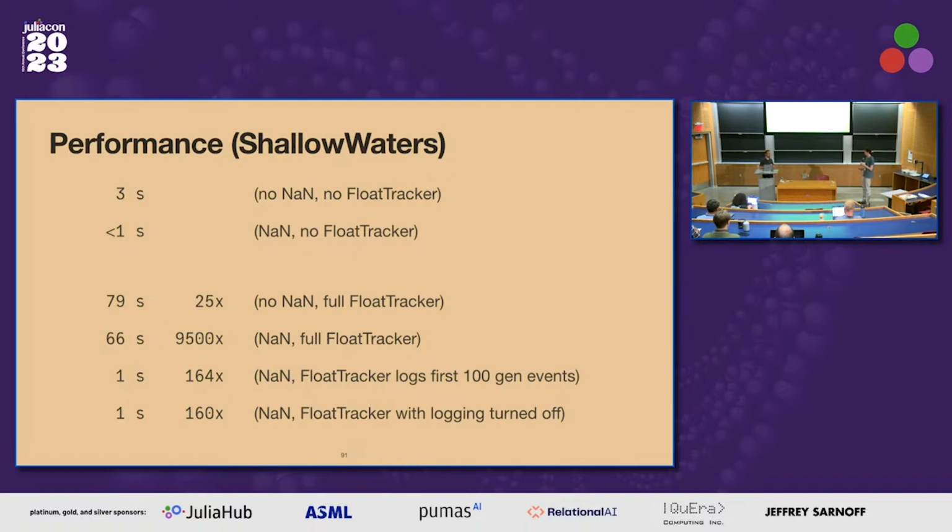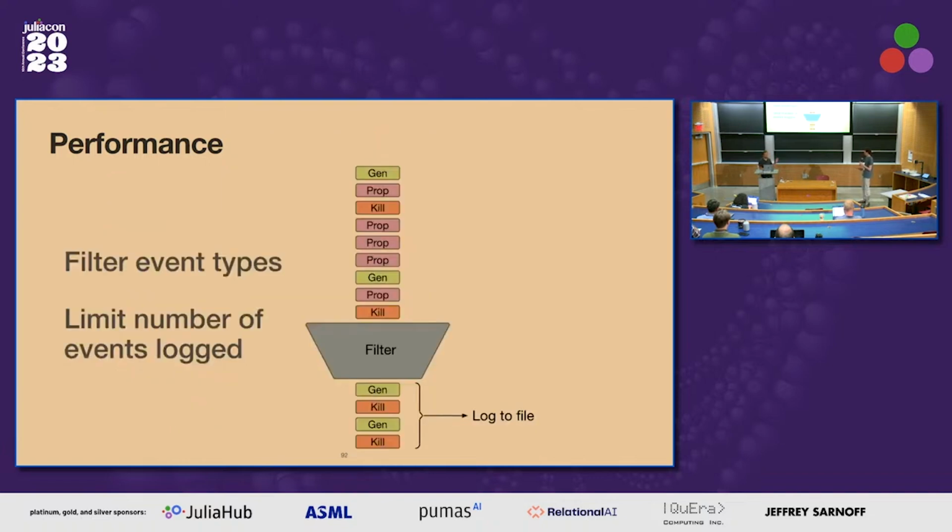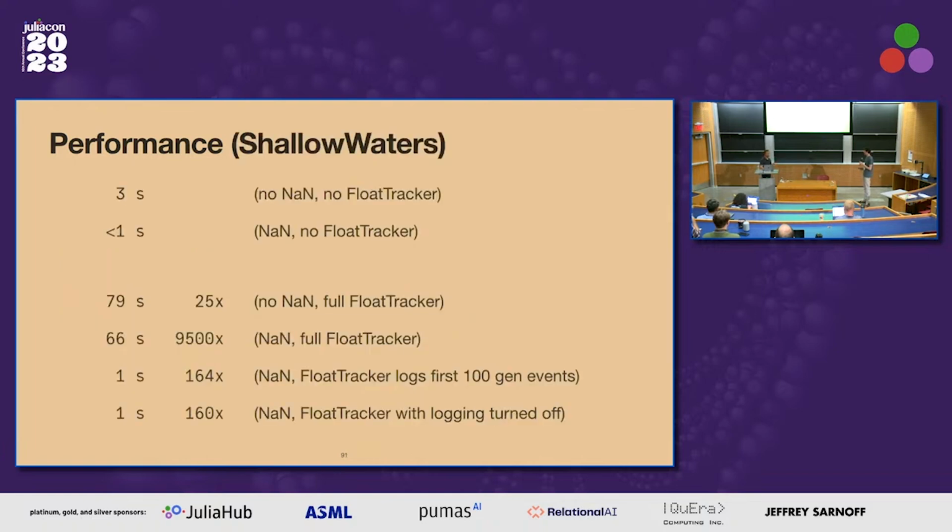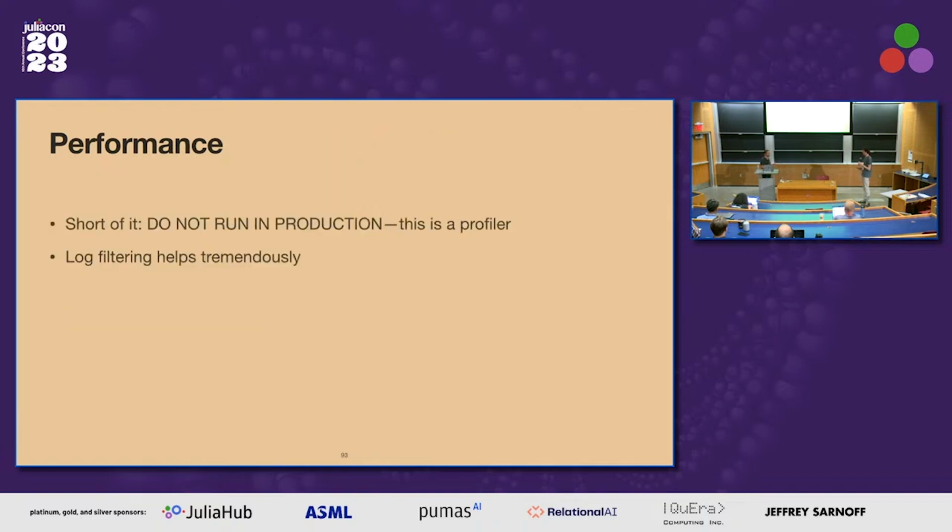Most of that overhead comes from asking Julia for its stack traces. And it does that as late in the game as possible. So if you filter the event types and limit the number of events logged, then you can really cut that down. Like if we just say, hey, float tracker, only log the first 100 gen events, for example, then the overhead goes way, way down. For comparison, running valgrind gives you about a 100 times slowdown. So just remember, this is not a production tool. It's like a profiler. You don't run this on your production code, but it's not so prohibitive that it's infeasible. It works and it's practical.